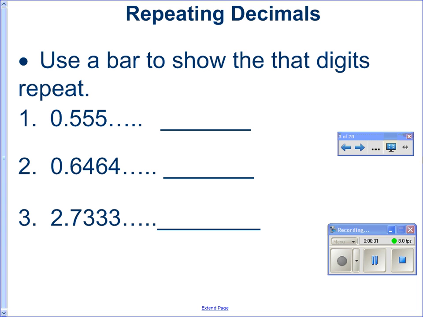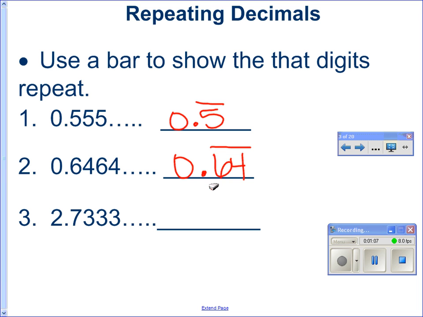So for repeating decimals, we use the repeating bar. For this problem, 0.555555, it keeps going. You would just use 5/10 with the repeating bar over the 5. As soon as you see that a number is repeating, you can put the bar over the number that you know is repeating. Number 2, in this one, the 6 and the 4 are both repeating. So you need to make sure that you put the repeating bar over the 6 and the 4, not just over the 4 and not just over the 6.